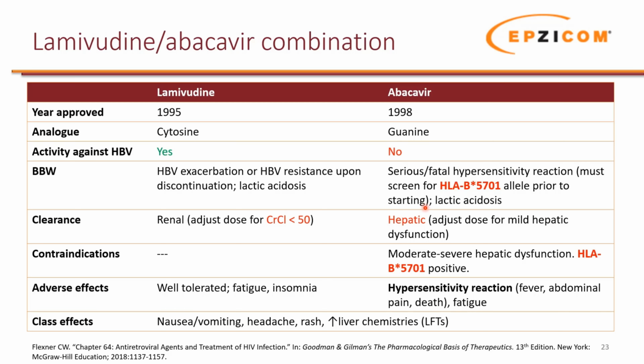Now, all NRTIs are renally cleared except Abacavir. So Abacavir is actually cleared hepatically, so you may need to dose adjust it in patients with mild hepatic dysfunction, whereas all other NRTIs actually need to be renally adjusted. So, for example, lamivudine, creatinine clearance cutoff is 50. Now, as a class, all NRTIs can cause nausea, vomiting, headache, rash, and increased liver enzymes.